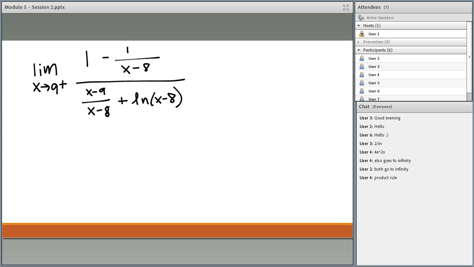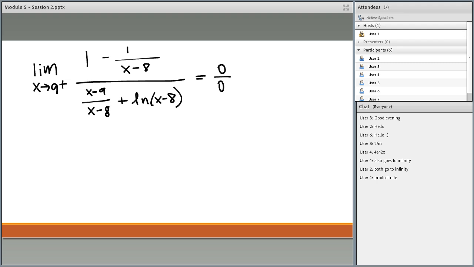If I try to again apply a direct substitution, I'm going to end up with 1 minus 1 in the numerator, which is 0. And in the denominator, I'm going to end up with 0 plus 0, which is 0. So if I try direct substitution, I still end up with 0 over 0, unfortunately. So here's what I'm going to do. I'm going to simplify this as much as I can before I try to apply L'Hopital's rule again.